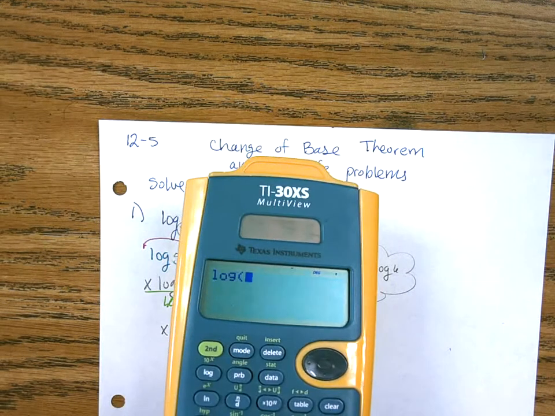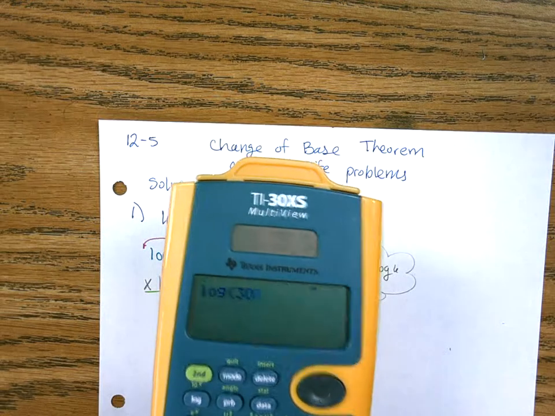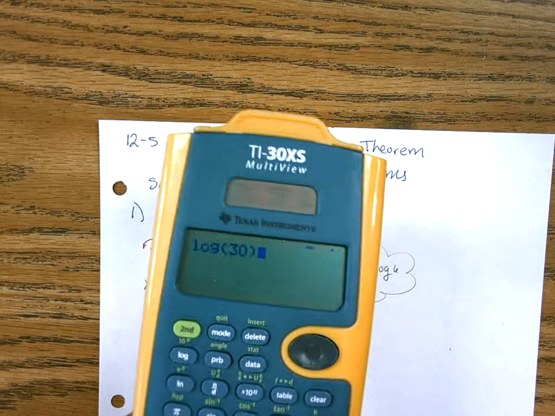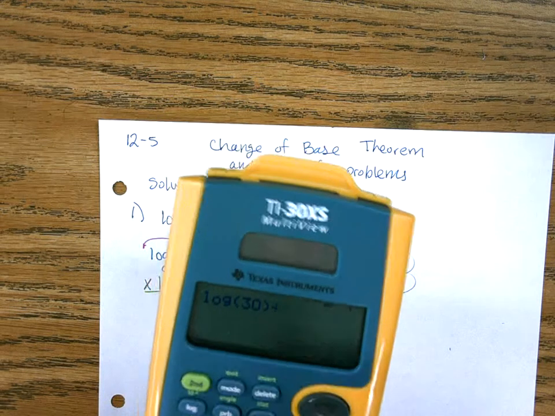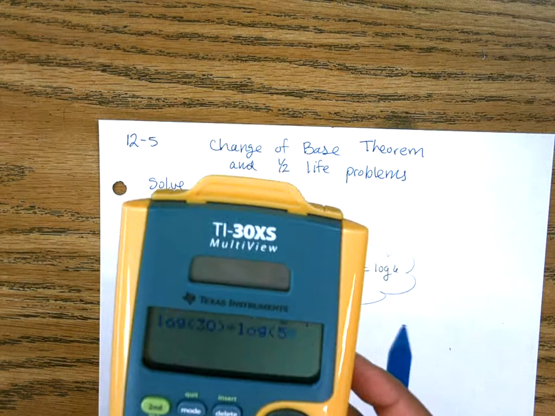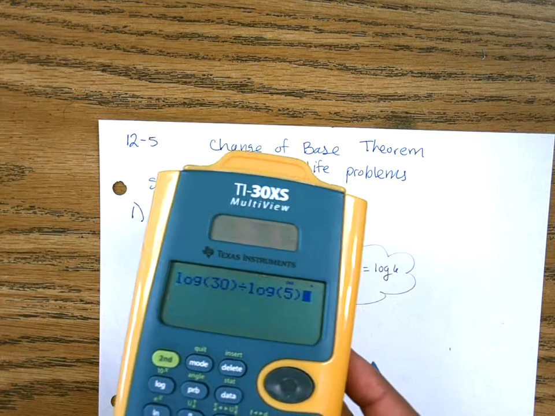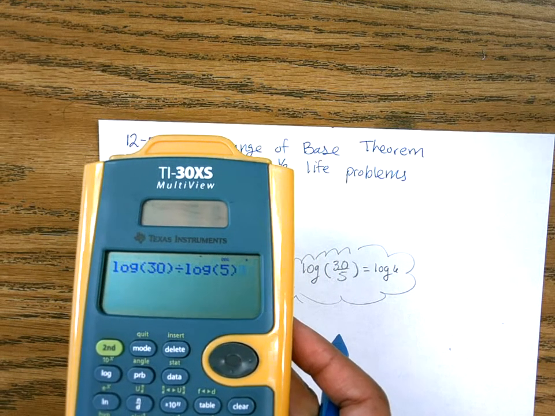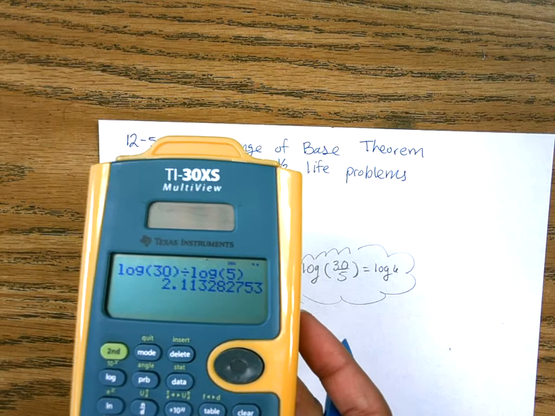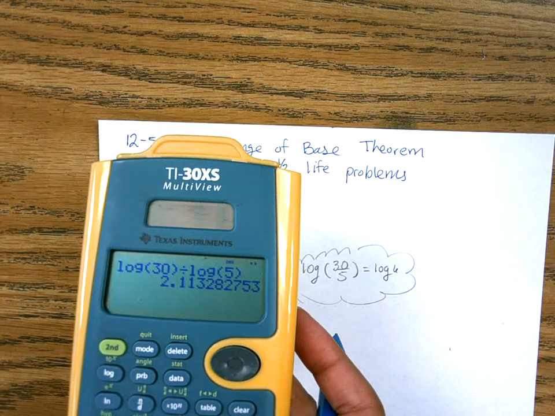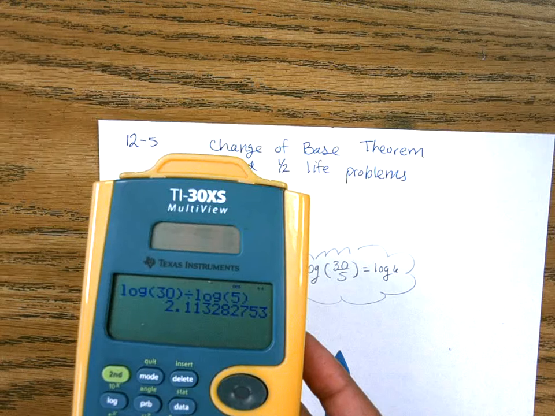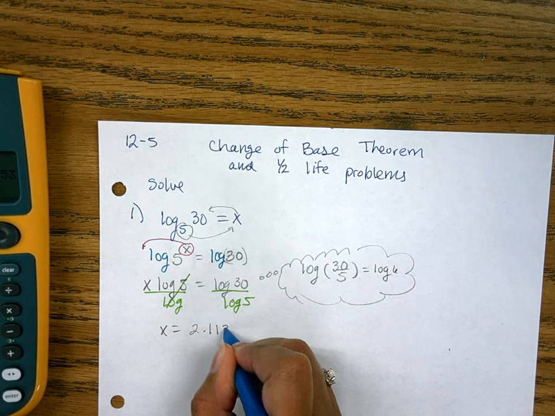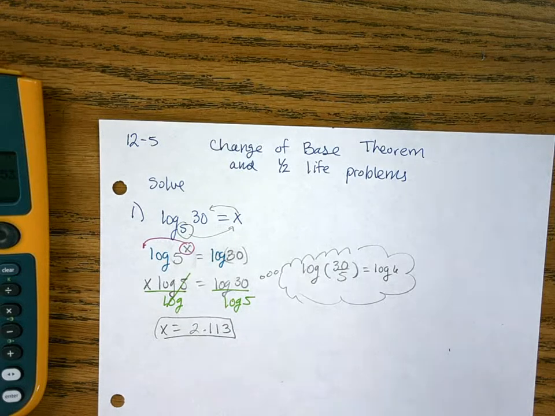Log 30, you can't see it that well, but you hopefully figure it out. Log of 30, close parentheses, divide by log of 5. So there it is, log of 30 divided by log of 5 equals, and there's our decimal, and we're going to round to 3 decimal places, the thousandths, 2.113.